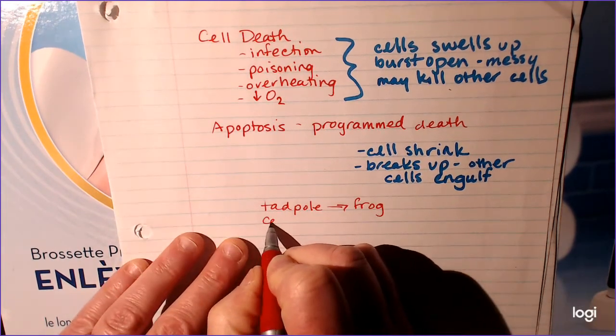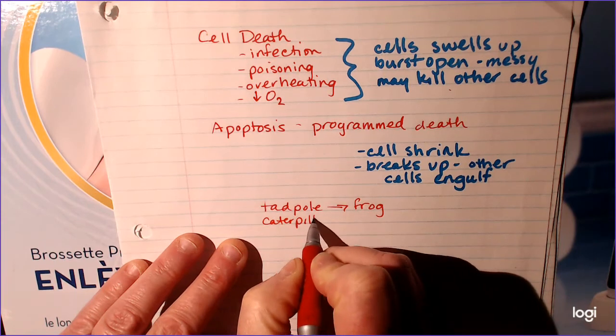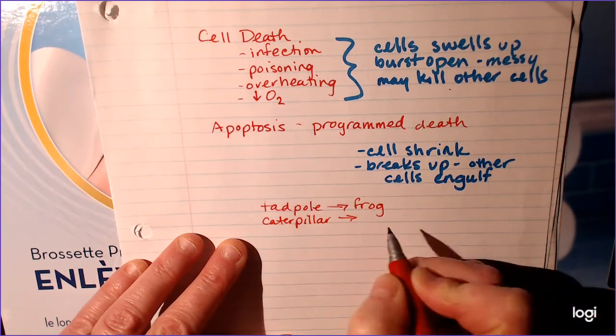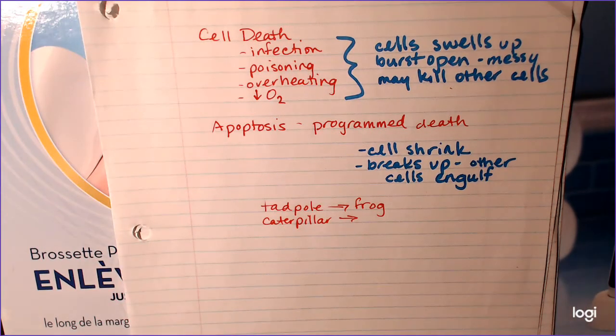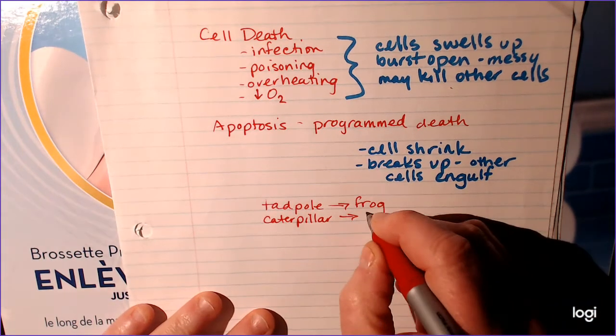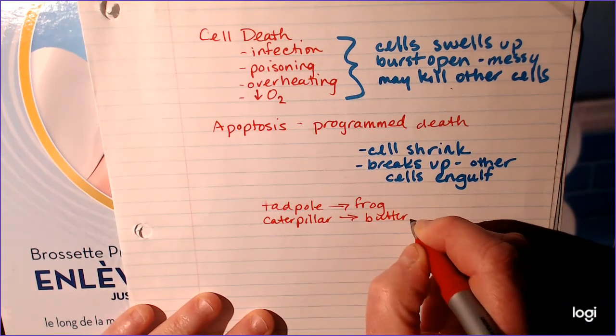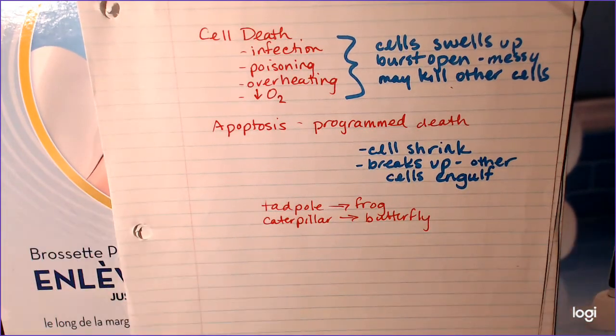Another example is a caterpillar. We have a caterpillar that goes into its pupa and then into the cocoon, and then it forms a butterfly. Some of those caterpillar parts, those cells in the caterpillar, are used to form the wings of the butterfly. So that's nice programmed death.